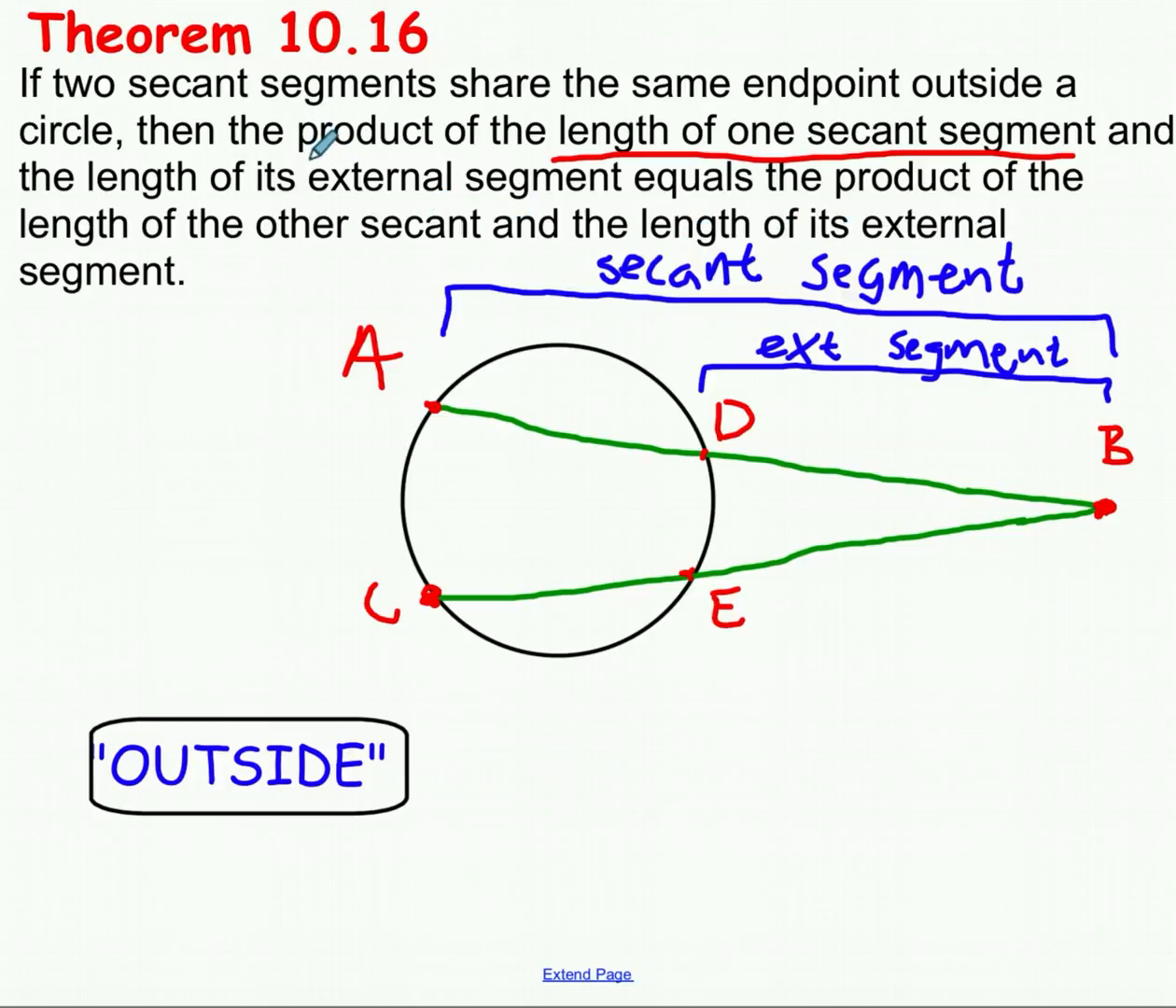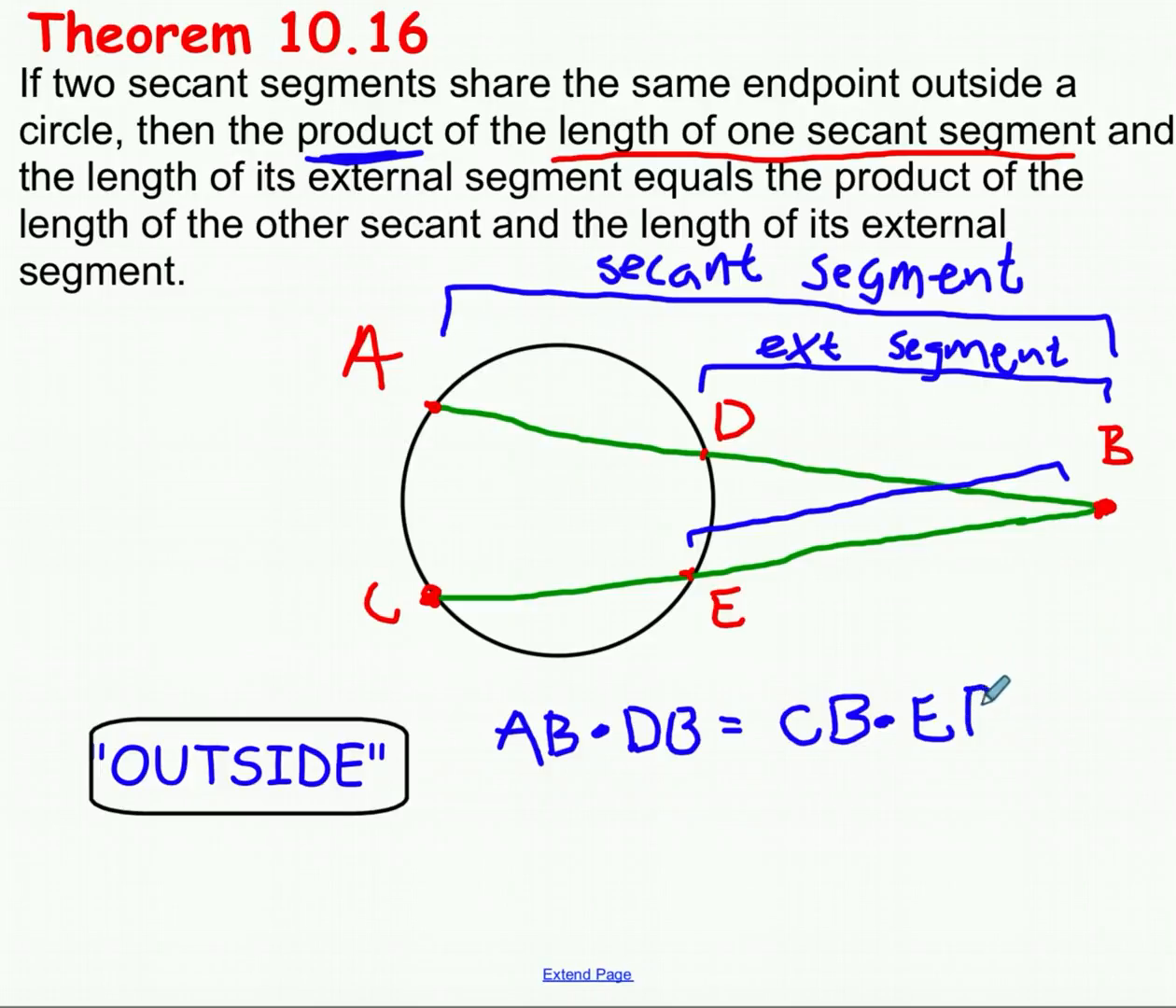Okay, so the product, that means we're multiplying, of the length of the secant segment and the length of the external segment equals the product of the length of the other secant and the length of its external segment. So we have two secants, and we're going to write this out: the secant segment, which is AB, times that same secant's external segment, which is DB, so AB times DB is going to be equal to the length of this secant segment, which is CB, that whole secant segment, times the length of its external segment, which is EB.